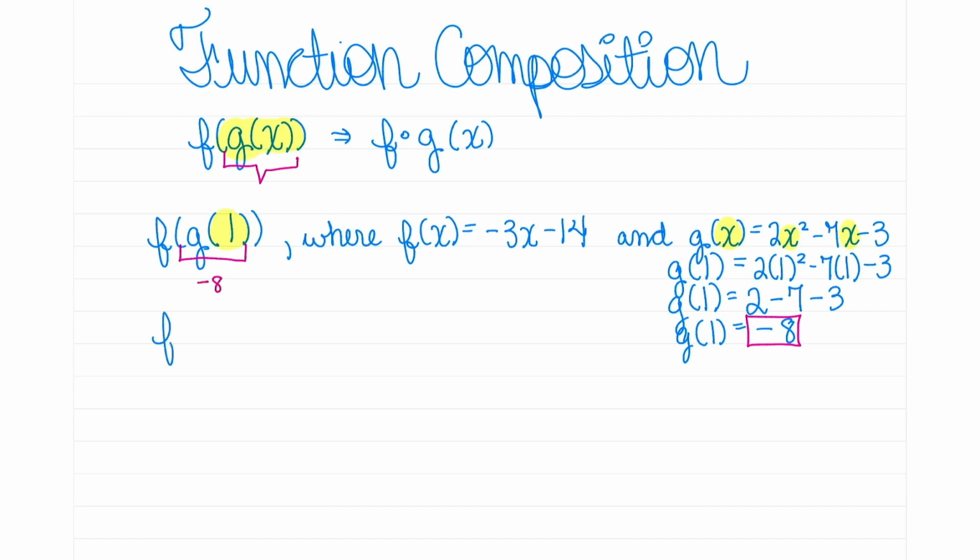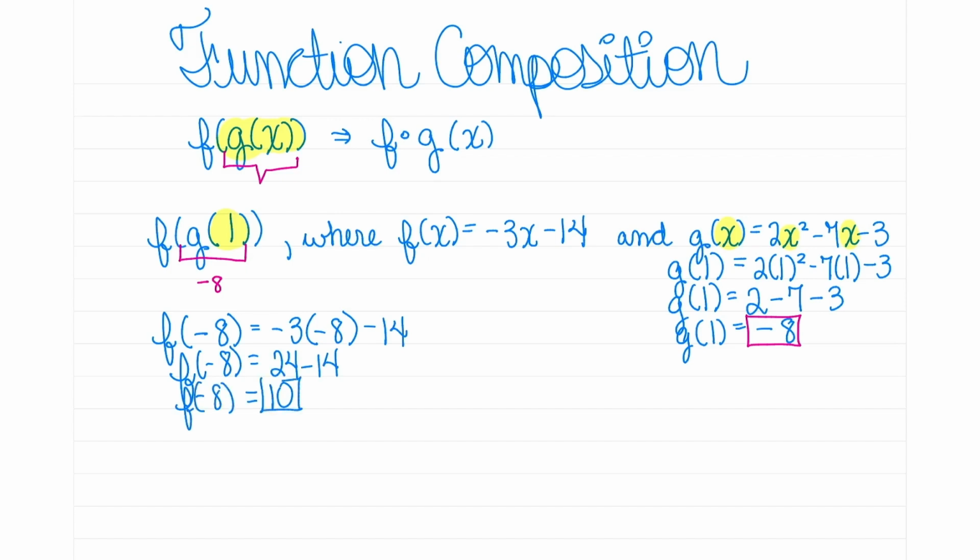So how we can rewrite this is f of negative 8. As I just mentioned, this function's output becomes this function's input. So now we are going to evaluate f at negative 8. So we are going to replace this x and this x with a negative 8 here. Negative 3 times negative 8 is positive 24. Minus 14, that's going to be 10. So our final answer is going to be 10.